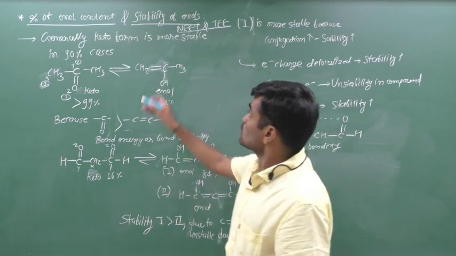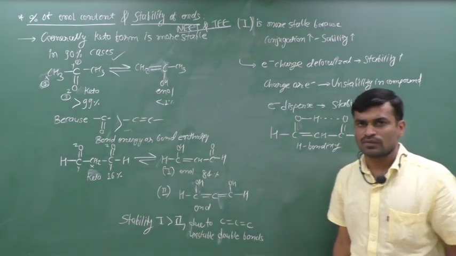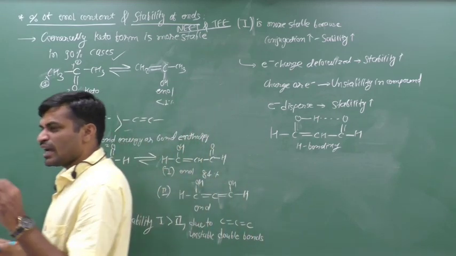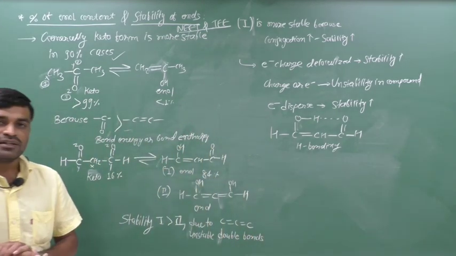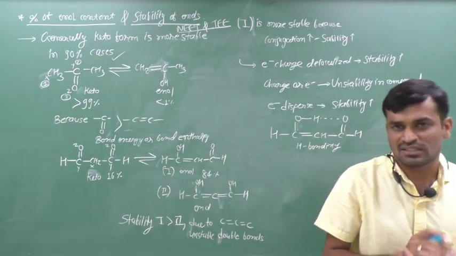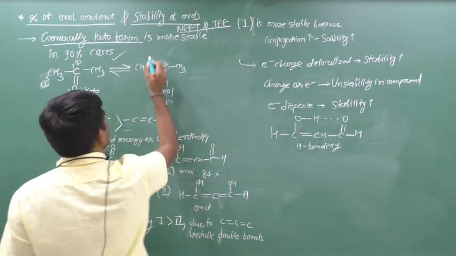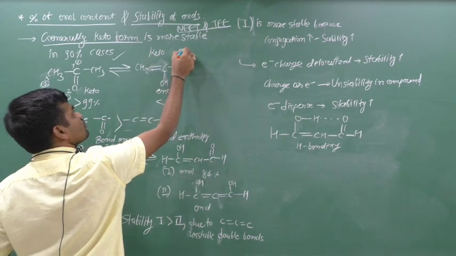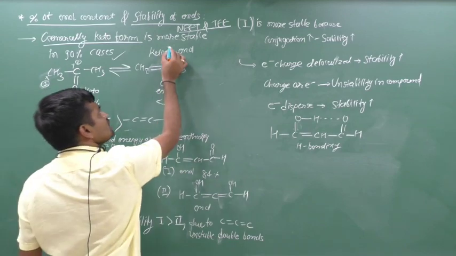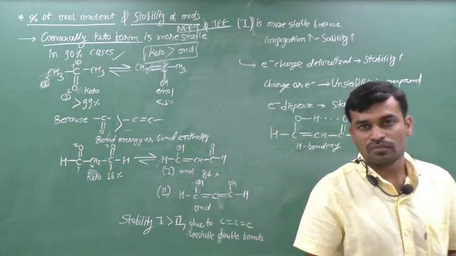Generally, the keto form is more stable than the enol form in 90% of cases. This means that in about 10% of cases there are exceptions, which you can study in this lecture. If any compound has a keto form and an enol form, here we are particularly discussing keto-enol tautomerism, then in 90% of cases the keto form is more stable than the enol form.